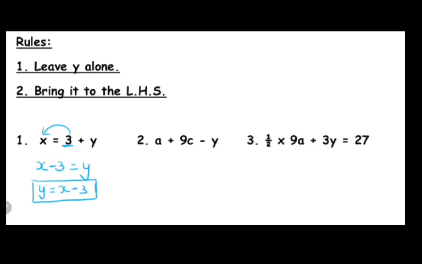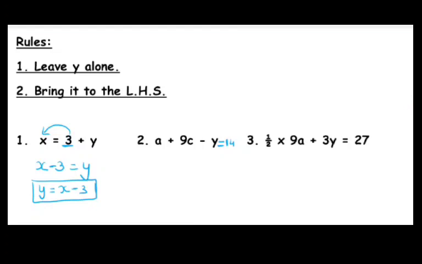Let's look at another one to get some clarity. There is a misprint out here, children. Let's see what the second sum says. A plus 9c minus y is equal to 14. We have to leave y alone, as in we have to leave y in a positive format. Here we have y, remember, in a negative. It's a negative y.